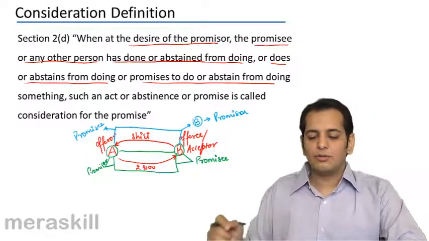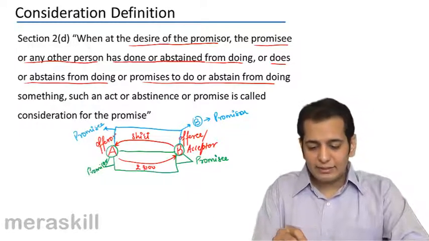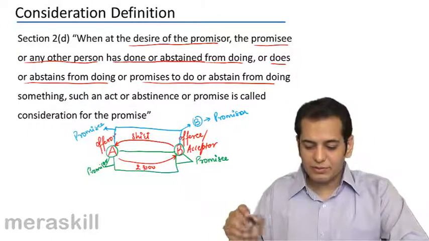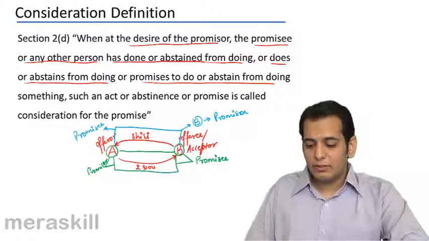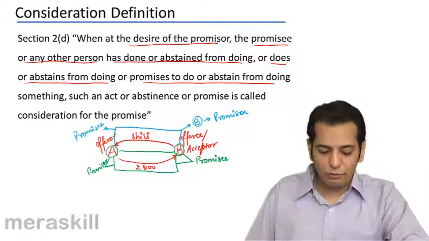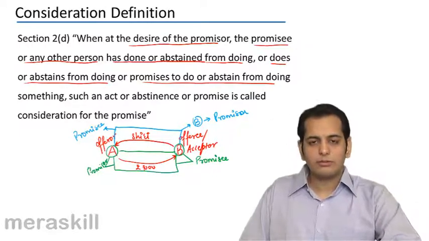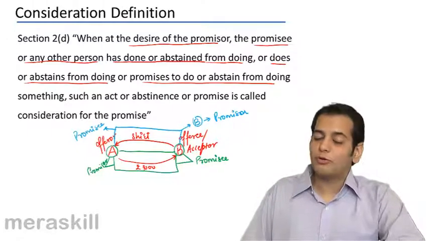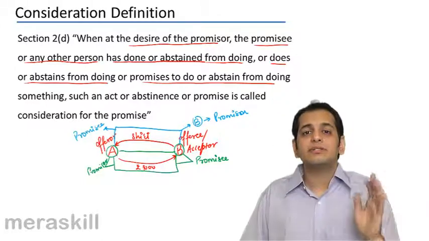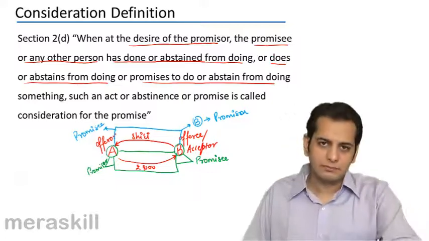Now let's take a look at the definition. When at the desire of the promiser, the promisee or any other person has done or abstained from doing, or does or abstains from doing, or promises to do or abstain from doing something, such an act or abstinence or promise is called consideration for the promise. So please understand, consideration always begins at the desire of the promiser.